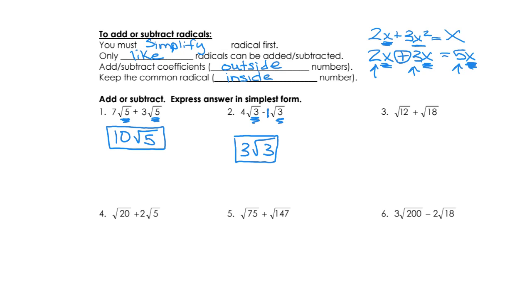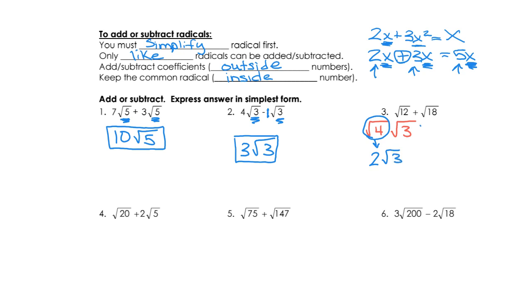In number 3, we can't add those. Square root of 12 plus square root of 18, they're not like, so they don't go together. However, if we go and use the same process that we had in the front, where we simplify them, they might go together. So square root of 12, if you remember, the largest perfect square that goes into 12 is 4, and that makes the other number 3. If we go ahead and we circle the square root of 4, it becomes a 2. Now we have 2 square root of 3.